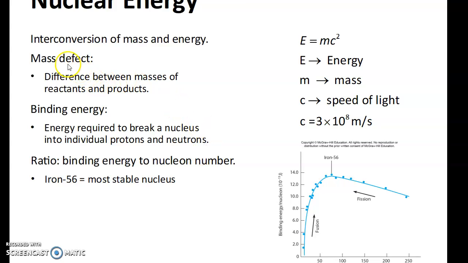Now, nuclear energy is the interconversion of mass and energy, according to Einstein's very famous equation, E equals mc squared, where m is mass and c is the speed of light. The binding energy is the energy required to break a nucleus into individual protons and neutrons. Iron-56 is one of the most stable nuclei right here. So a fusion reaction can take place here, binding them together, or a fission reaction can take place here, breaking them down. Either one will get you eventually to the ones in this range up here.